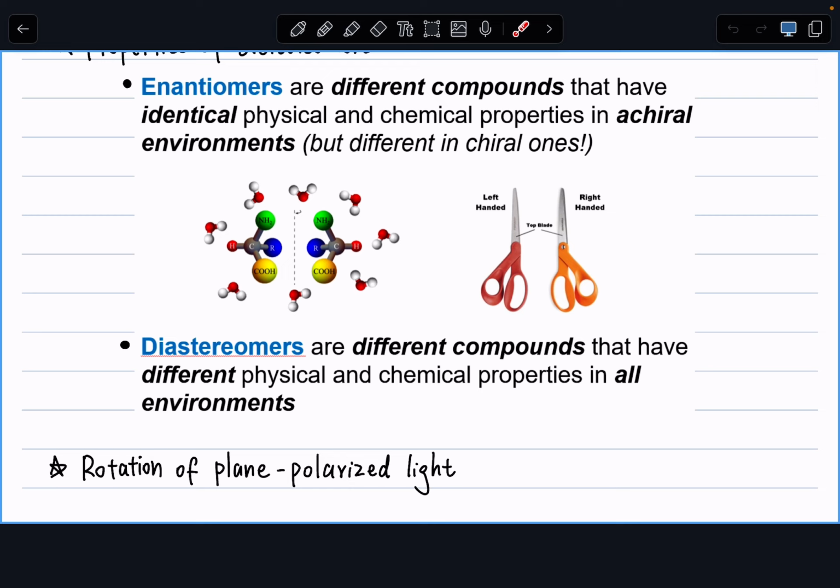Yes? At least in a chiral environment for an enantiomer, I know that for diastereomers it's both different physical and different chemical properties. But for an enantiomer in a chiral environment, is it guaranteed to be both physically and chemically different, or how do we determine that? So for enantiomers in a chiral environment, they will be different. Enantiomers in any kind of chiral environment will behave differently.